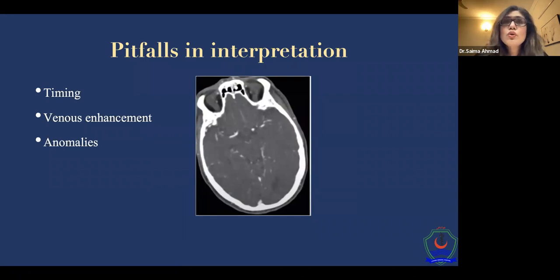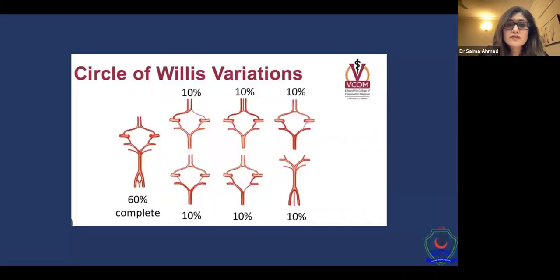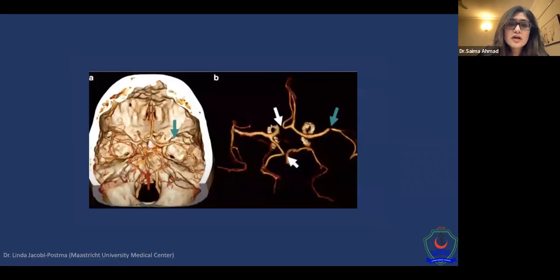And of course, you should know about the anomalies. This is again a very beautiful depiction of the circle of Willis. Only 60% of the circles of Willis are complete, the rest is all variation. So if you are going to perform neurointervention, you should be very good in neuroanatomy, and you should be good in picking up the anomalies.